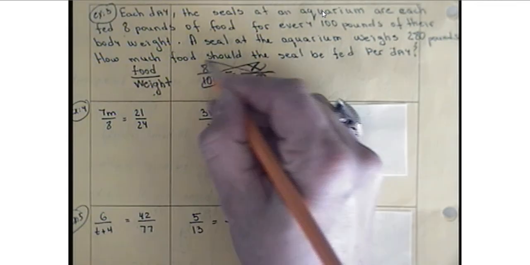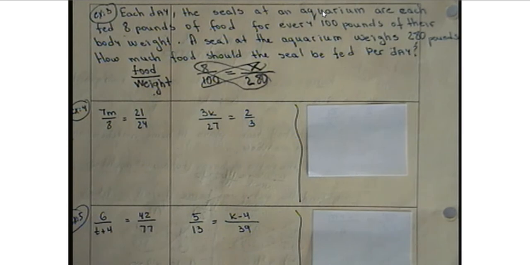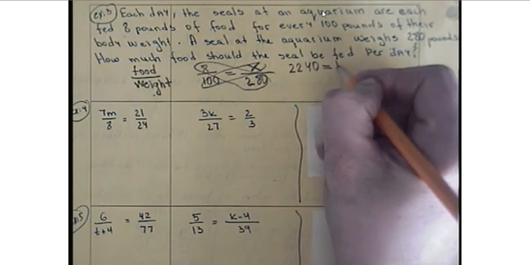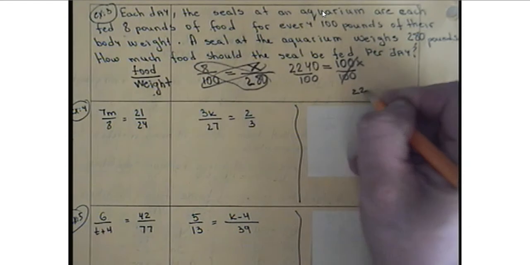Okay, so once you set up your proportion, then you use the butterfly method to calculate it. So 8 times 280, I'm going to go ahead and just multiply 8 times 280, which is 2240, equals 100x. Well, we just need to divide by 100. Those cancel. So when you divide by 100, you get 224.